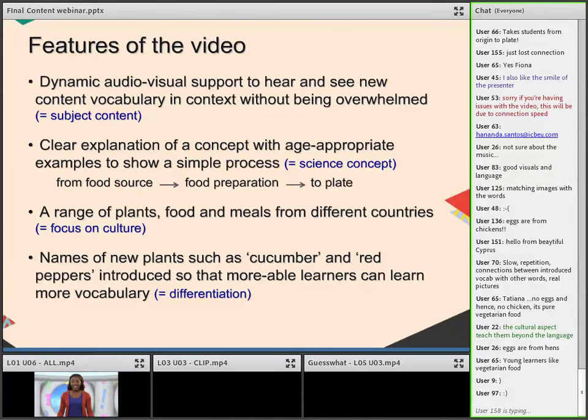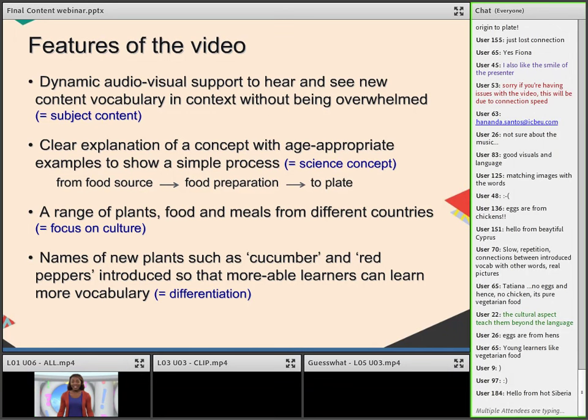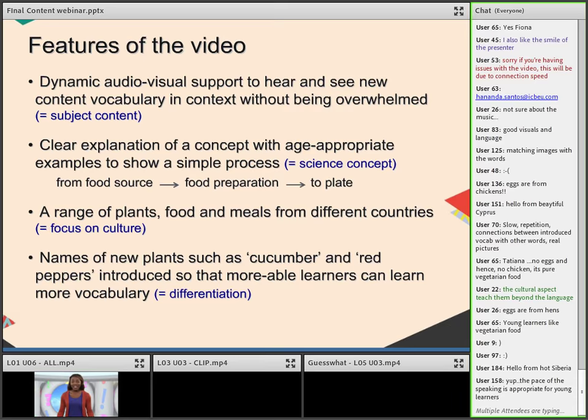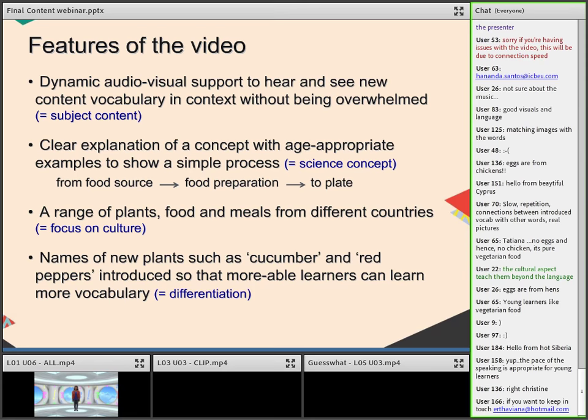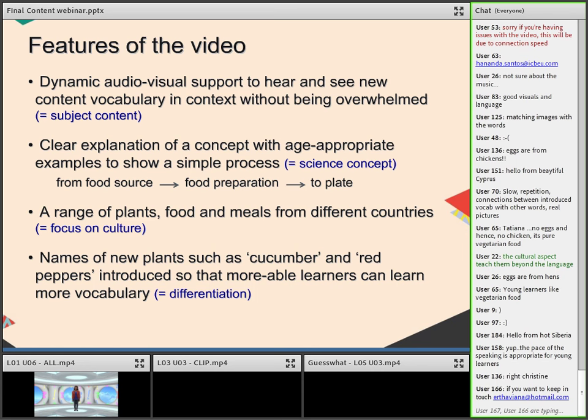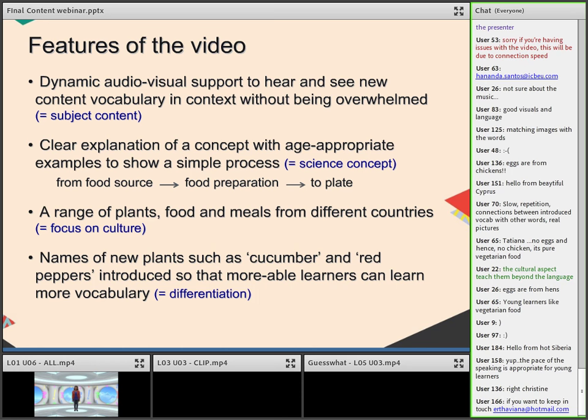Okay. All right. So the features of the video that we also think are important: the dynamic audiovisual support to hear and see new content vocabulary and context without being overwhelmed, which is what you liked, the clear explanation of a concept with age-appropriate examples to show a simple process, the science concept, food source, food preparation, plate, the range of plants, foods, and meals from different countries. So there's a focus on culture. I noticed someone said the cows are different in different countries. We agree. But we tried as best as possible to have a wide range of different countries represented here. Also, for me, the names of some additional plants, such as cucumber and red peppers, are introduced so that more able learners can learn more vocabulary. So there's sort of inbuilt differentiation here. You don't have to just stick to the list in a beginner's word list.